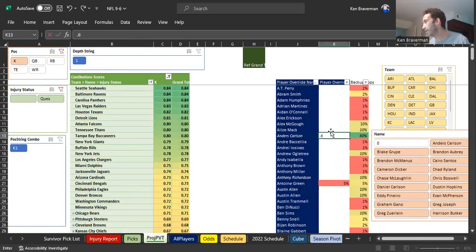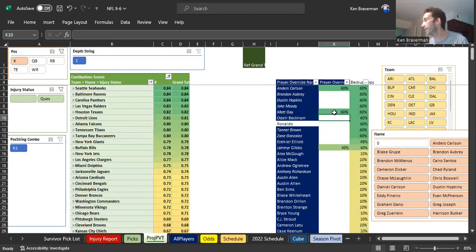You can see there's 0.6. Now, a quick way to find them is if we sort this by descending, you'll see all the kickers with 0.6 are going to show up at the top here. So we're basically going to give every single kicker a 0.6. These are all the kickers.